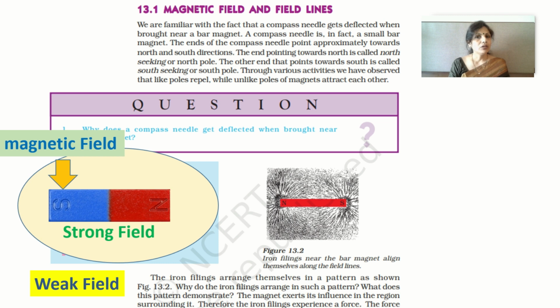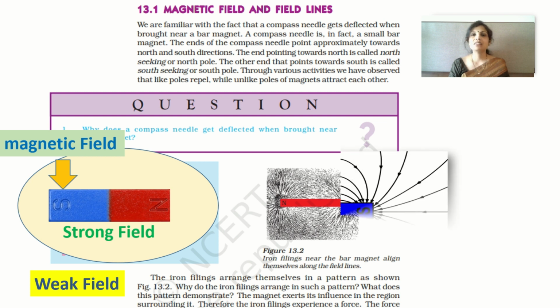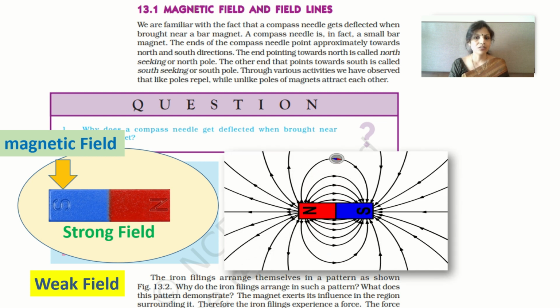We also learned that the nature of the magnetic field around a bar magnet is in this manner. It looks like this, and the magnetic field lines start from the North Pole and merge at the South Pole. This is what we have learnt in magnetic field and magnetic field lines.